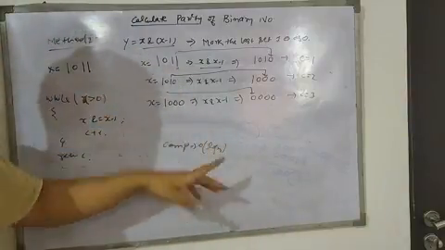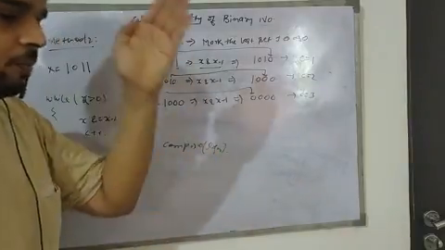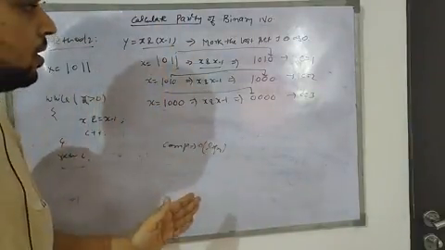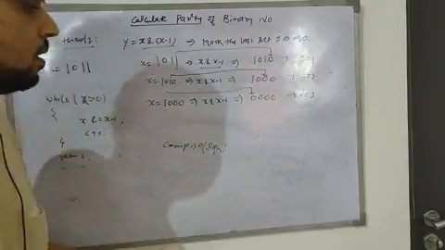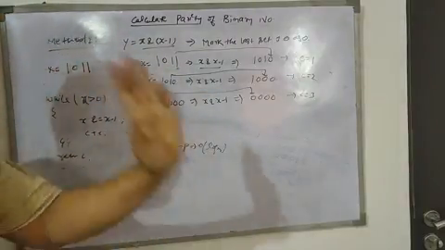Why log n? Because in binary search, every time you divide your problem into 2 sub problems. Here we are not dividing the problem into 2 sub problems, but we are not going to iterate all the digits.